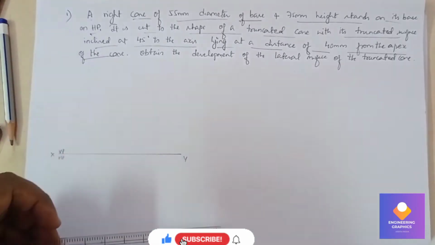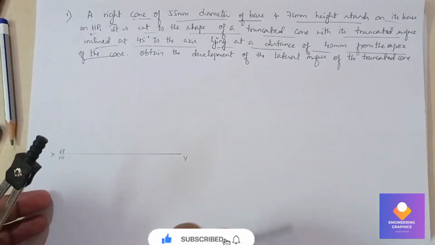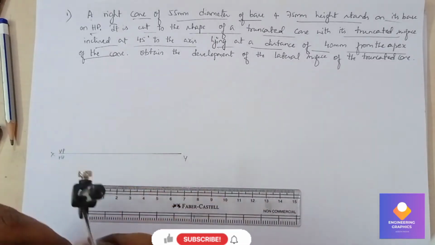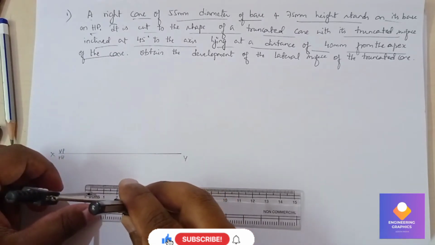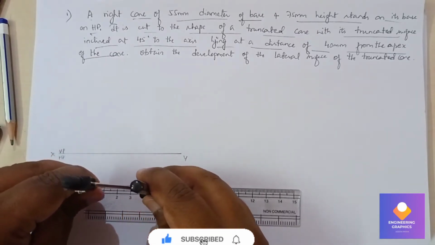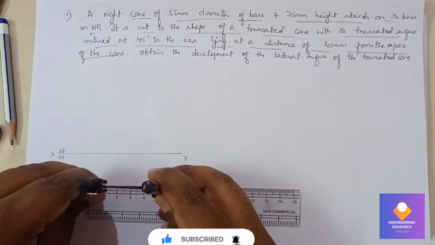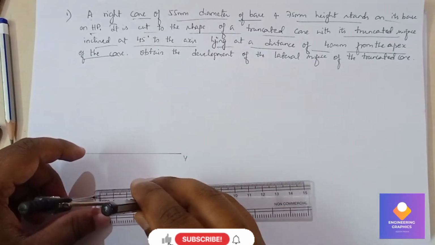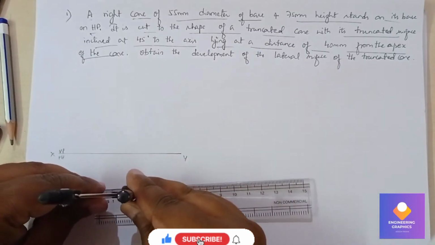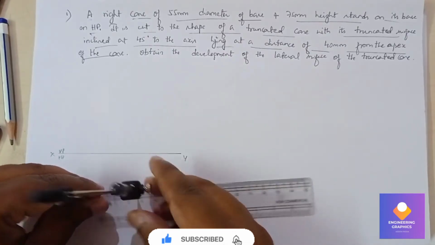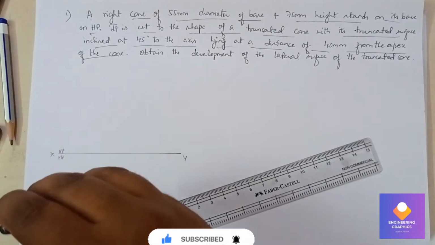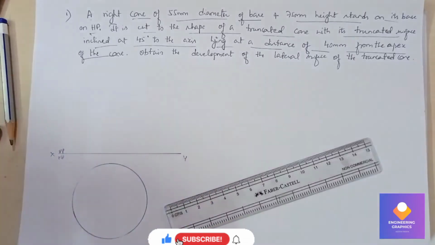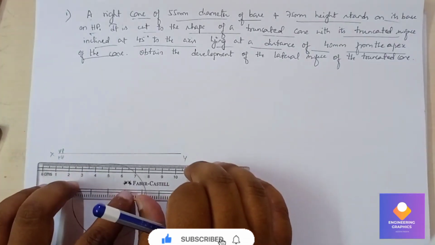We take a compass and measure 27.5. Diameter 55 means we will consider a radius of 27.5, and we will draw a circle here. So diameter is 55, which means we need to consider the radius of 27.5, not 55. So you take 27.5 from the scale and construct the circle. Now you can show the dimension on one side.